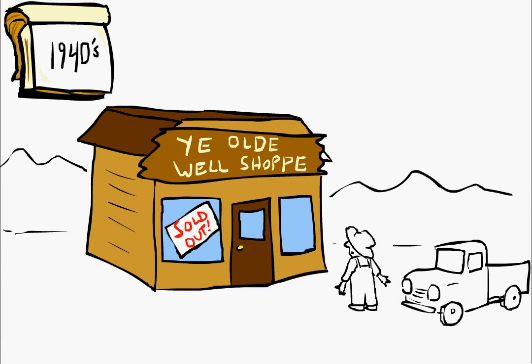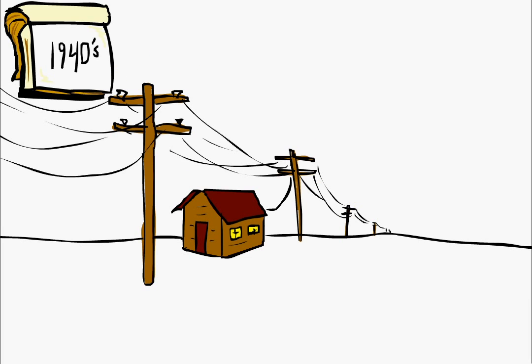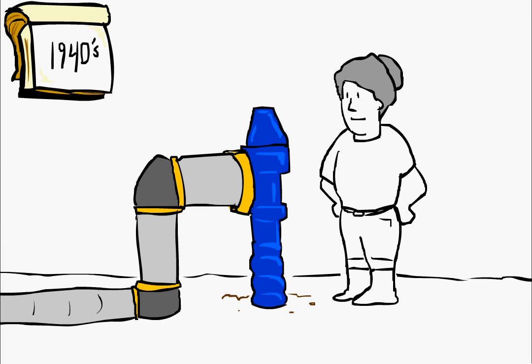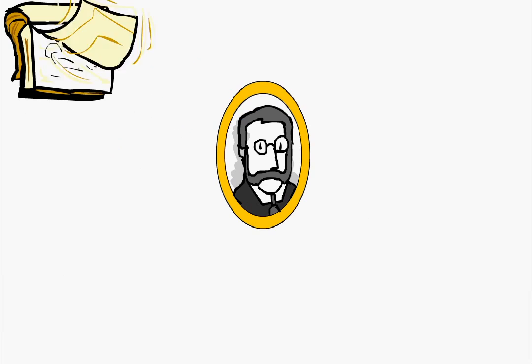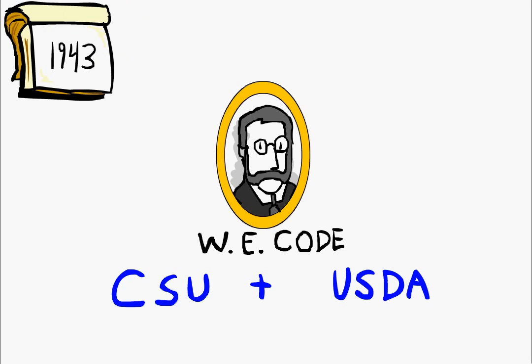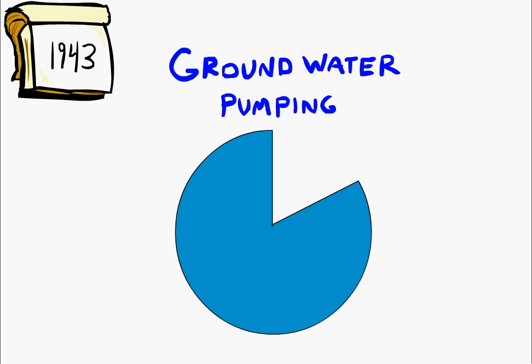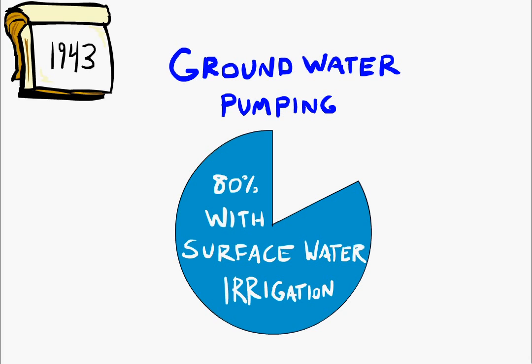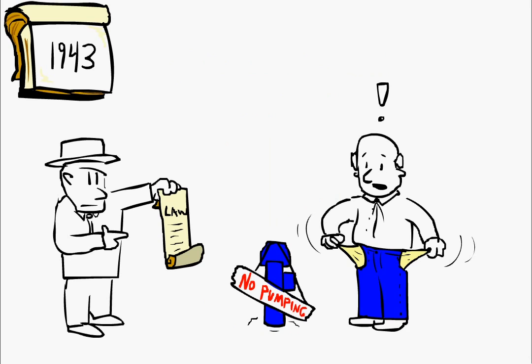1940s. Wells really took off in the South Platte Basin because of two developments: the advent of rural electrification and the invention of the turbine pump. W.E. Code, an irrigation engineer with joint appointments with CSU and USDA, pointed out that 80% of the groundwater pumping at that time was being done in conjunction with surface water irrigation. He warned that legislation to strictly limit pumping could harm surface irrigators, to the overall economic detriment of the region.